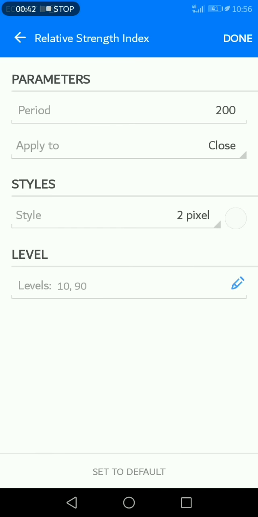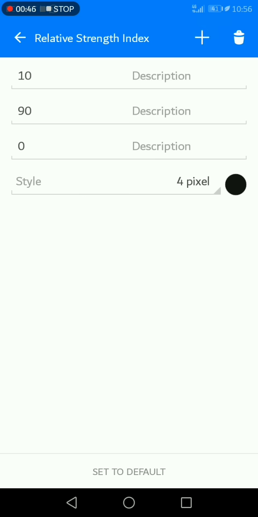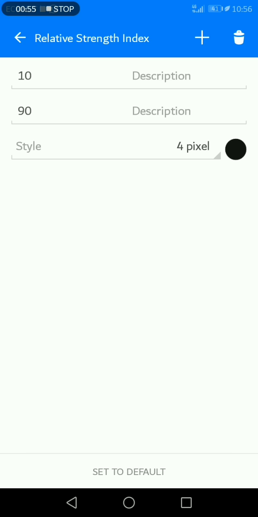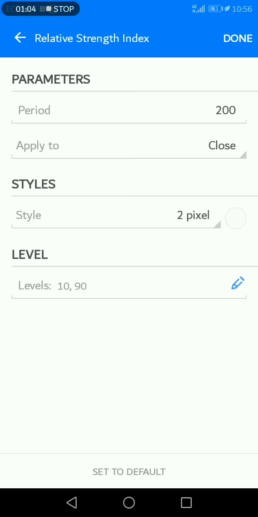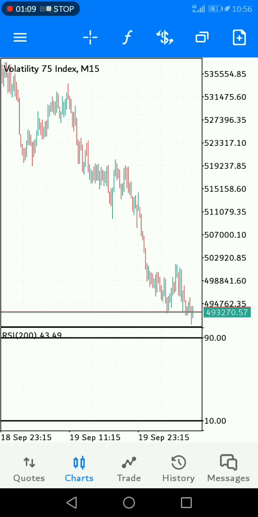Then on the levels here, you're going to click this edit here. You can add another level by clicking this add here, or you can delete by clicking this small bin right here. Once we have level 10 and level 90, we are going to click done, and we have our RSI here, but as you can see, there is no line right there.